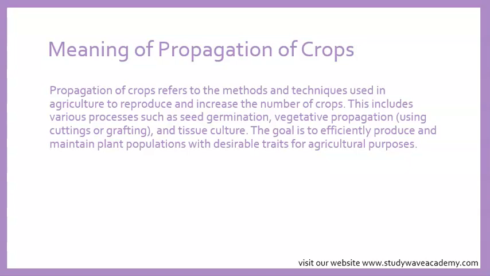Propagation of crops refers to the methods and techniques used in agriculture to reproduce and increase the number of crops. These include various processes such as seed germination, vegetative propagation, and tissue culture. The goal is to efficiently produce and maintain plant populations with desirable traits for agricultural purposes. Okay, do we understand?